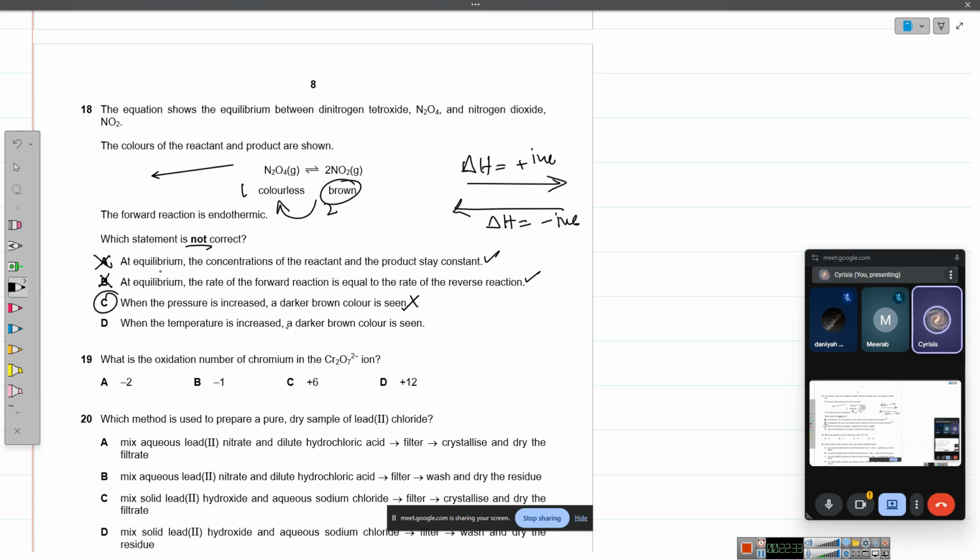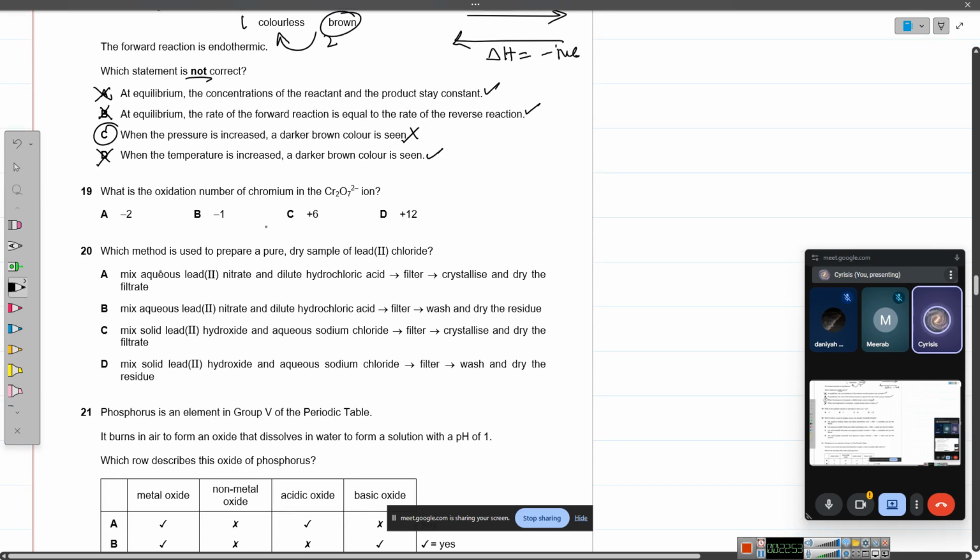When the temperature is increased, a dark brown color is observed. Obviously, if you increase the temperature, it will favor the forward reaction because delta H is positive. So this is also correct, not our answer, right? So C is the correct one. It should become colorless rather than brown if we increase the pressure here, right?